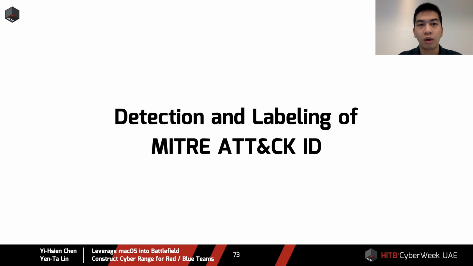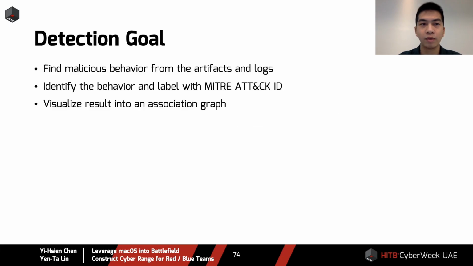Finally, we're going to talk about the detection and labeling of MITRE ATT&CK IDs. Our detection goal is to find malicious or potentially harmful behavior from the artifacts and logs. And we want to precisely identify the behavior and label it with a MITRE ATT&CK ID. Finally, we want to visualize the results in an association graph for later analysis.